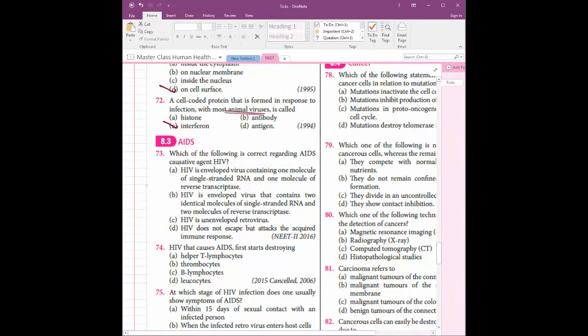Okay, anyways, next thing, guys, which of the following is correct regarding AIDS positive agent HIV? I'll give you a few minutes to read through this, then tell me what you think is the right answer. HIV is enveloped virus containing one molecule of single-stranded RNA and one molecule of reverse transcriptase. No. HIV is enveloped virus that contains two identical molecules of single-stranded RNA and two molecules of reverse transcriptase. Yes, this is right, guys. HIV is unenveloped and retrovirus. Yes, this is also right because it does not have a proper envelope on top of it.